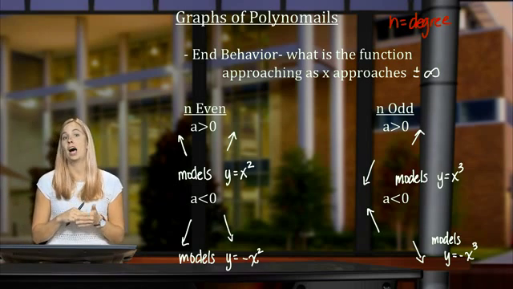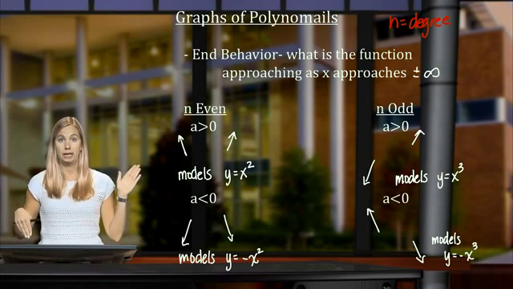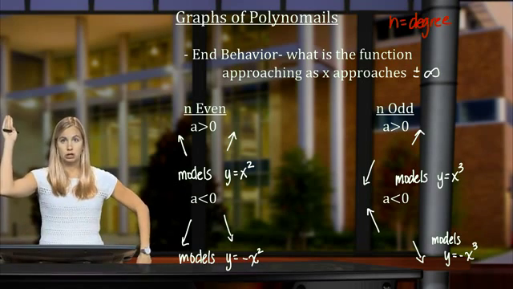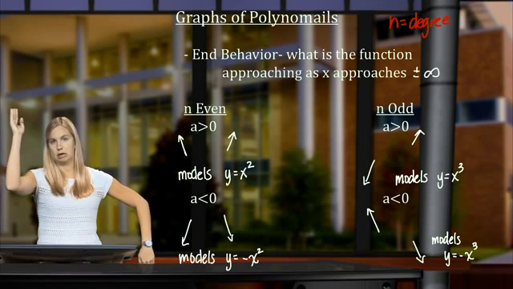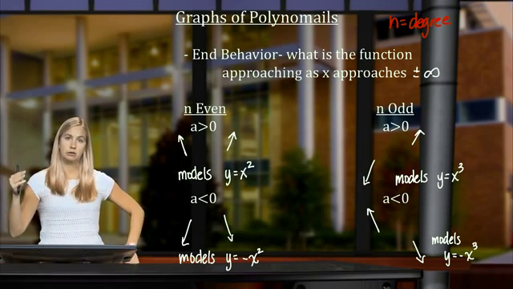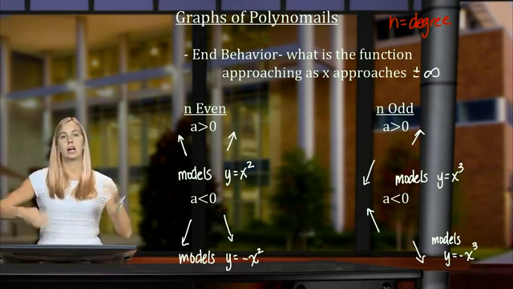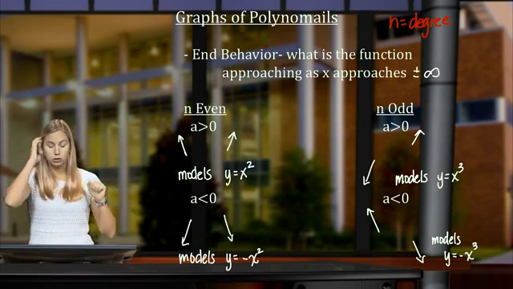If your degree is odd, that's when we have alternating end behavior. If our lead coefficient is positive, we look like this. I hope this is looking right to you. I've got a mirror image, but down to the left, up to the right. And if your lead coefficient is negative, you're just switching those values, or switching your tails.